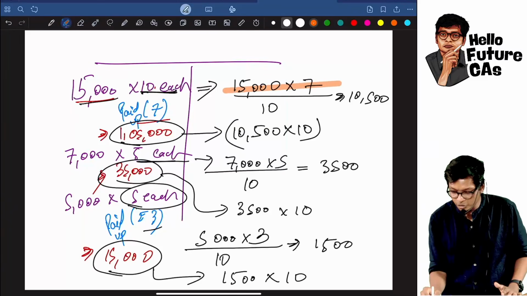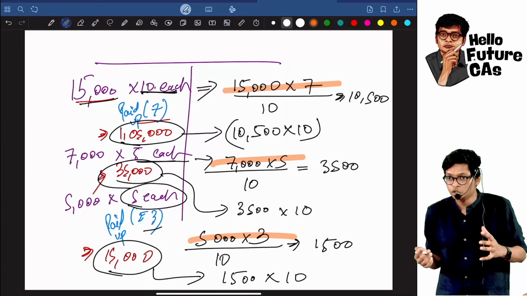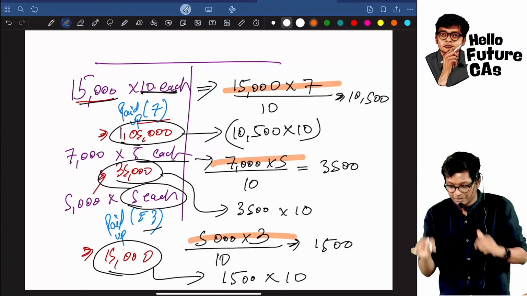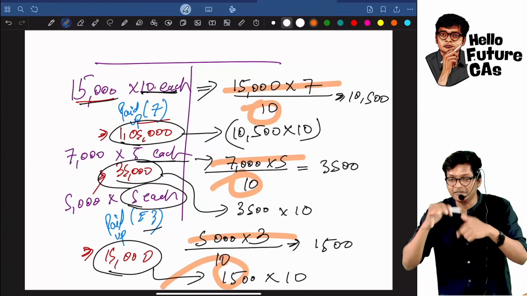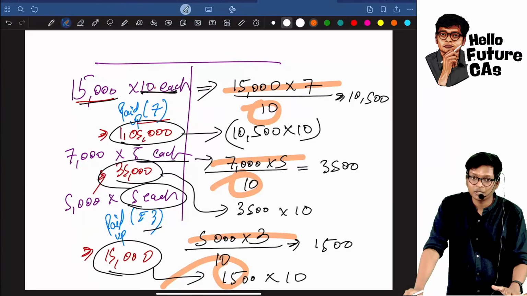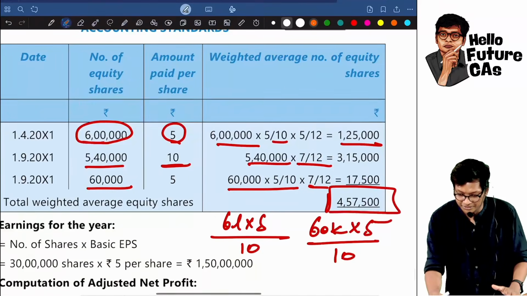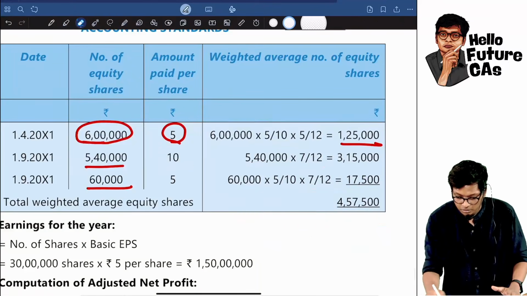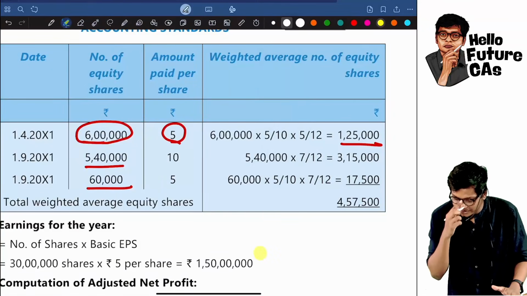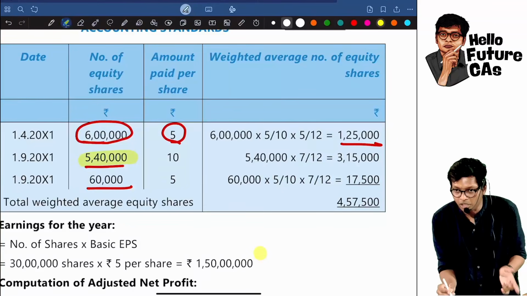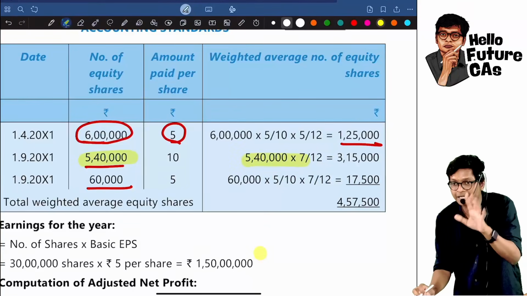So basically your numerator when you multiply should be the paid up value. The denominator, what you are dividing by, should be the face value you are converting it for. Are you understanding? That's what they have done here. Look at this. If you see here, guys, wherever they are converting, here 5,40,000 they are not converting because shares are already 10 rupees.